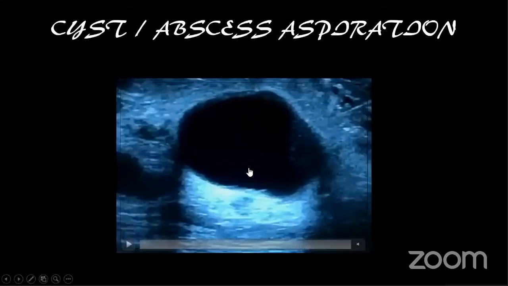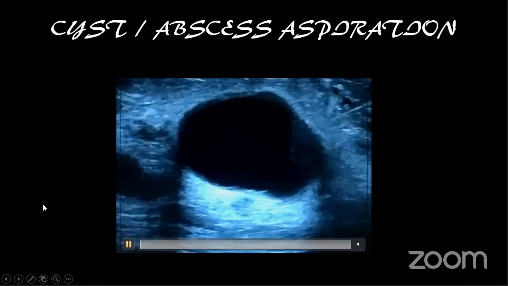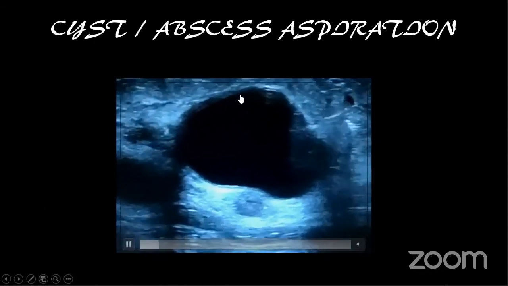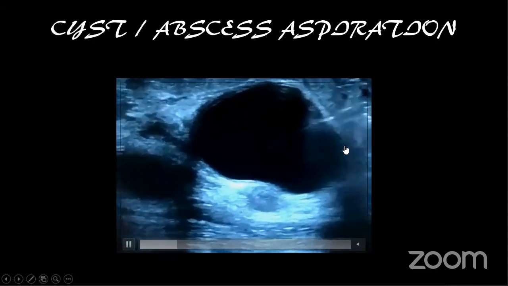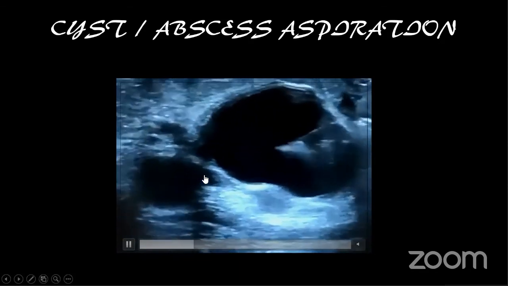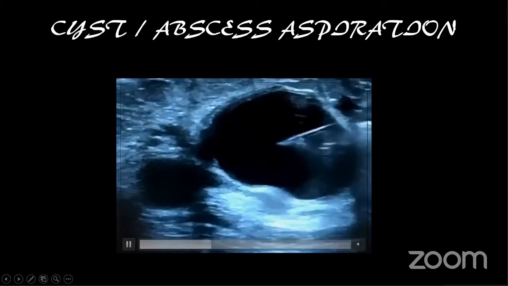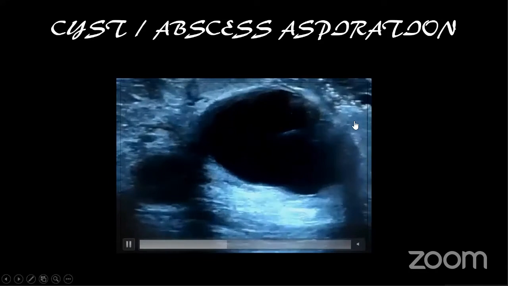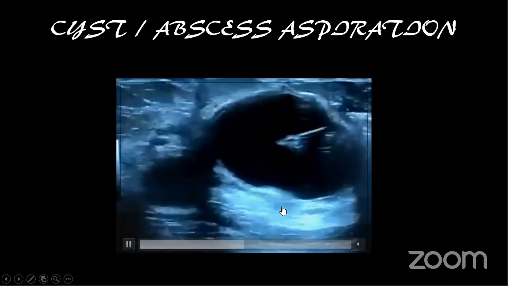Now, starting with the simplest of the procedures, that is cyst or abscess aspiration, I have a small video. Here we can see that this is a simple cyst in the breast, or maybe we can say it has some thickened walls. This patient had pain in the breast, and for her symptomatic relief, there was inflammation also around the cyst. We are trying to aspirate.